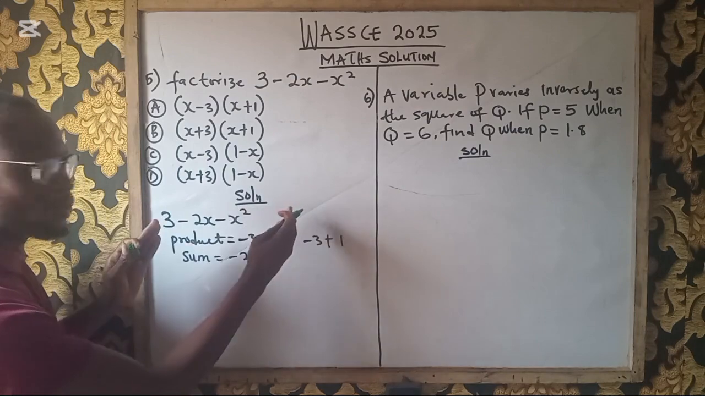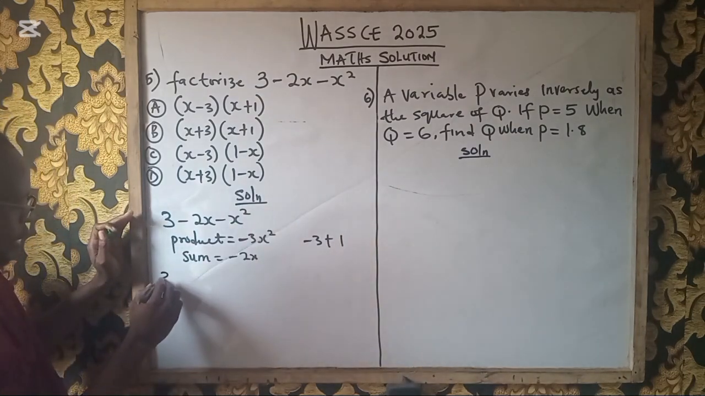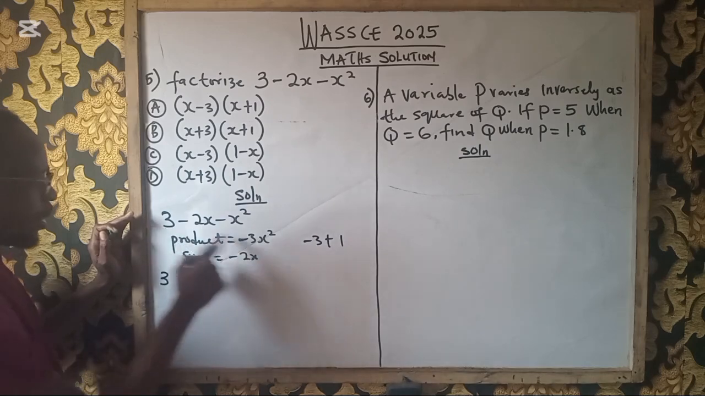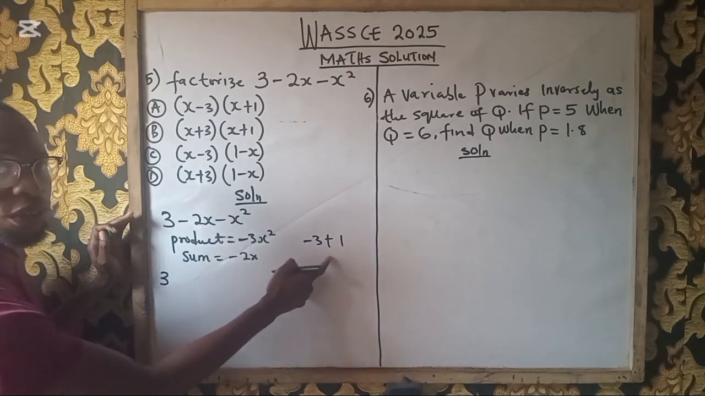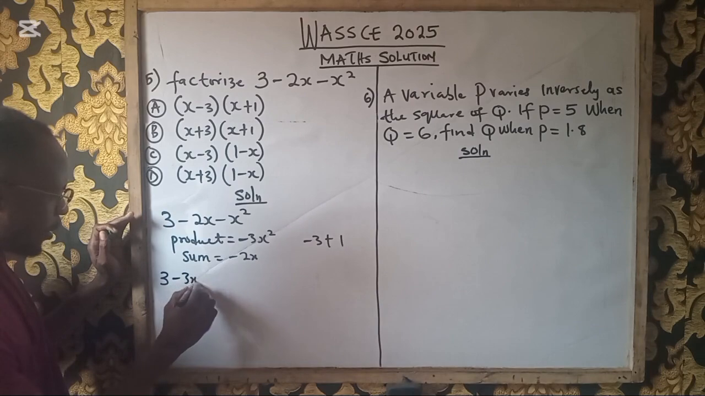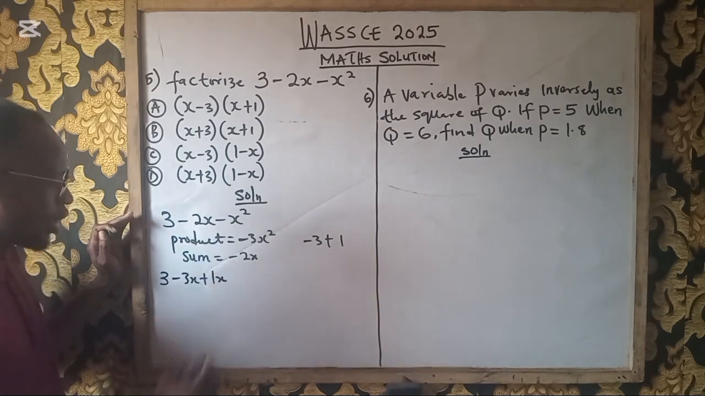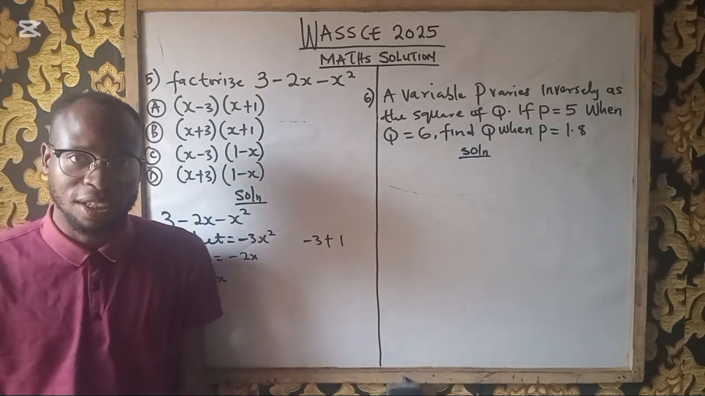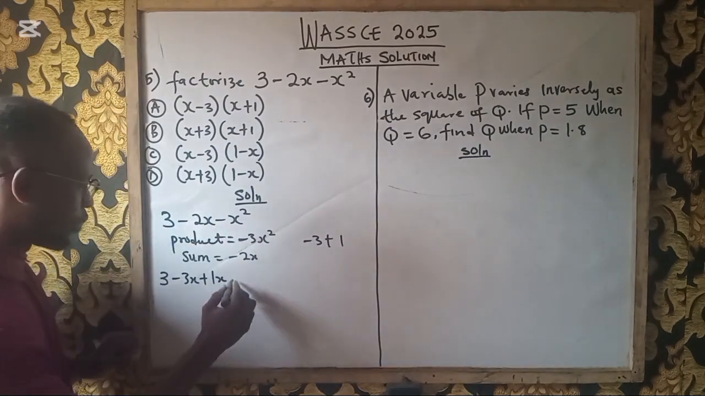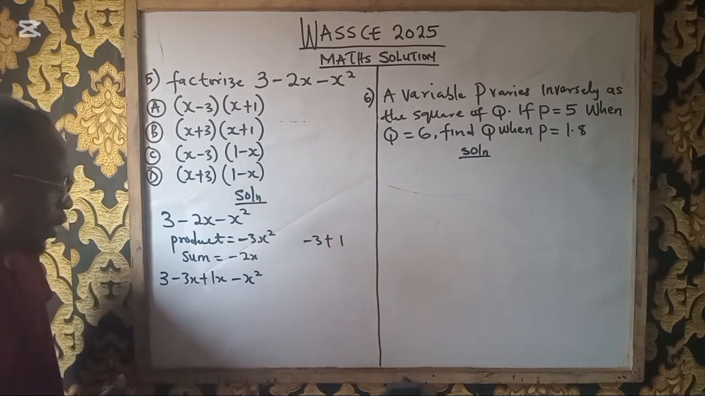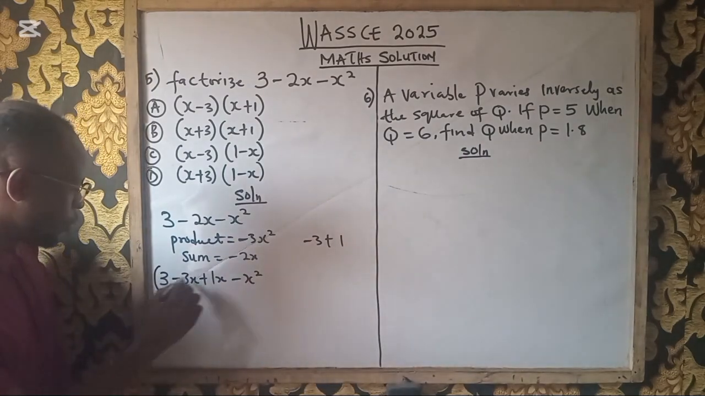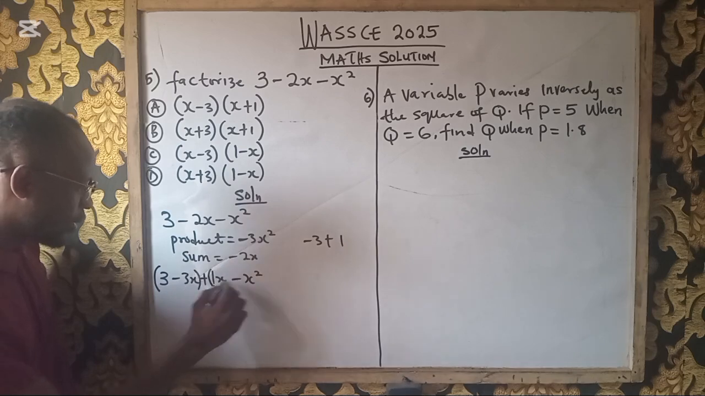After that, you expand this expression. So you have something like this, 3. We write this. Then instead of writing minus 2x, you write it with this, that's minus 3x plus 1x. Let me use that 1x, because 1x is the same thing as x. Then you write this minus x squared. After that, you group them into brackets. You pair the brackets like this.